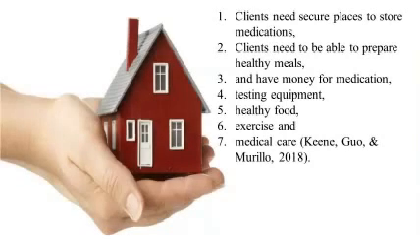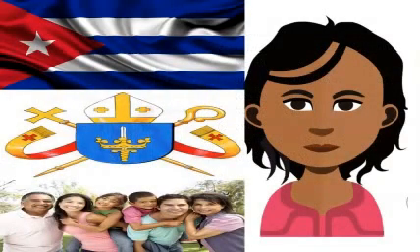Housing is another social determinant that's causing a problem for Lily. She used to share the rent with her husband, but now he isn't in the picture and she's laid off. She's almost out of savings and worried about how she's going to keep her apartment. Research shows that when housing becomes a concern for people with diabetes type 2, there's a laundry list of problems that comes along with it. Clients need places to secure their medications. They need to be able to prepare healthy meals and have money for medication, testing equipment, healthy food, exercise, and medical care.